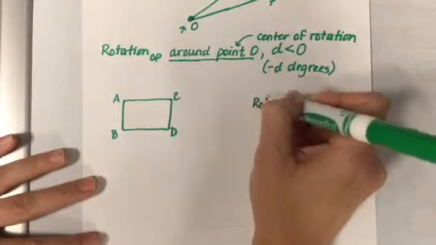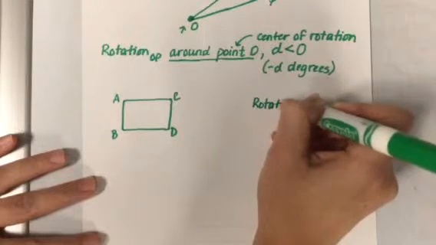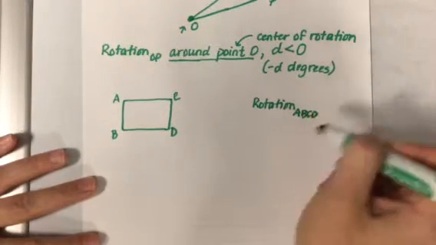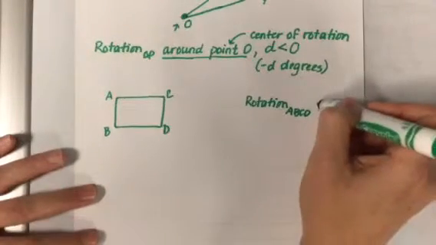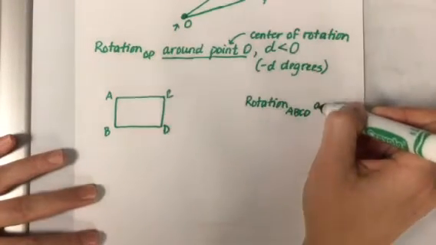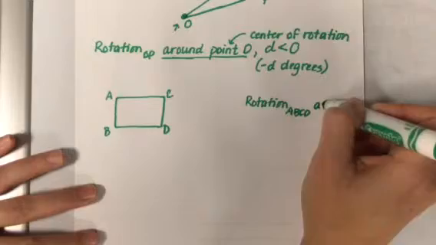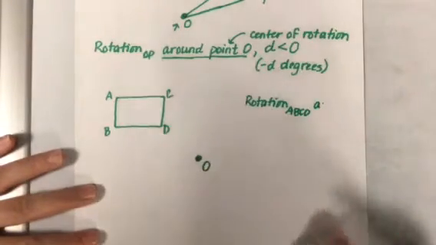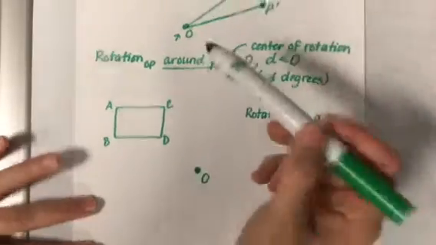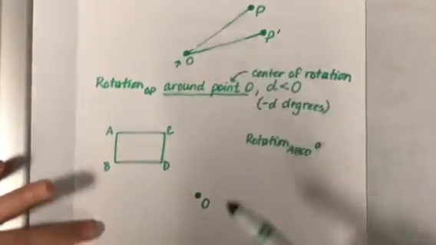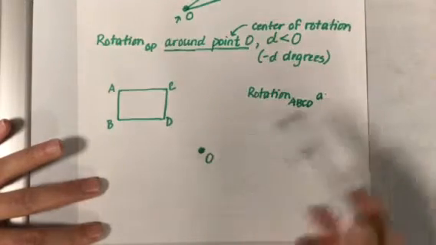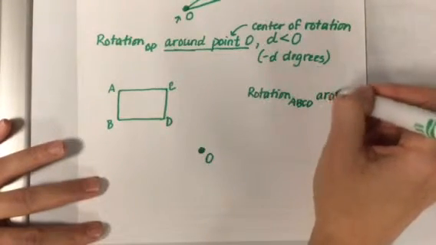And this time we're going to make a rotation of A, B, C, D. Okay. And we're going to do it around point O. We're going to have point O be not on the figure today. Okay. Point O was on the figure in our first drawing. It is not on the figure in this drawing. Okay, so it's outside the figure. So around point O.